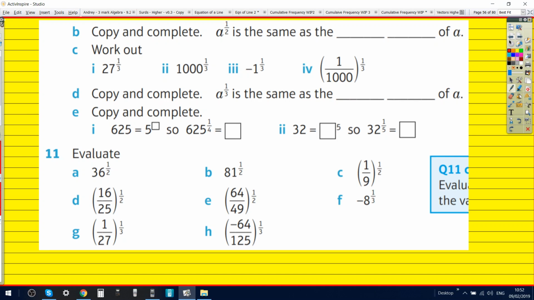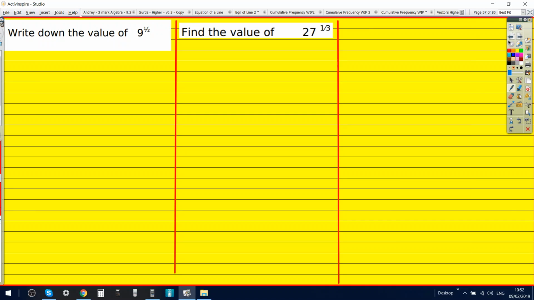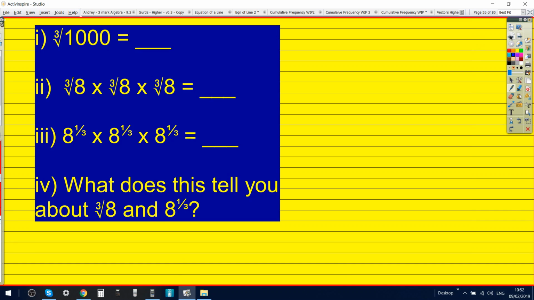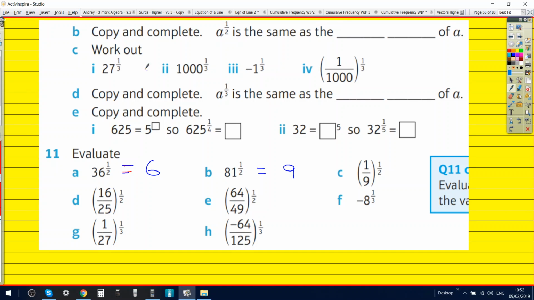Don't need that. Okay, how about 11a? Would that be 6? B? 9. And I think that's okay. The power of a third means the cube root. Using something similar, what would be minus 8 to the power of a third? Would it be minus 2?